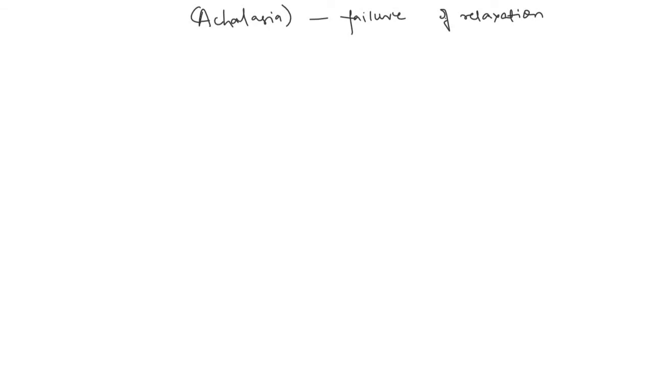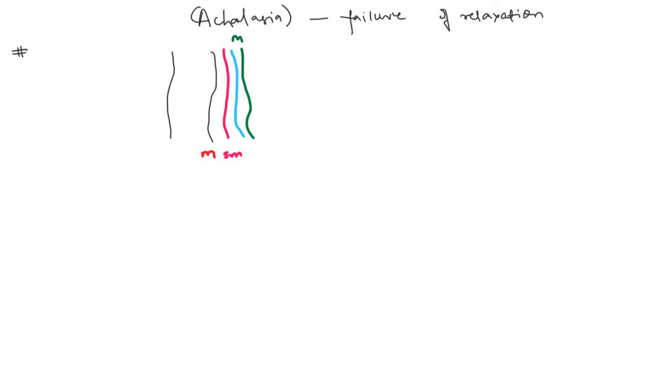Now to understand the pathophysiology of achalasia cardia, we need to understand the histology and what the various layers in the esophagus are and what the various components present over there are. So first of all, we have the layer called the mucosa. Next we have the layer called the submucosa. Now after the submucosa we have the muscularis propria with an inner circular layer and an outer longitudinal layer.